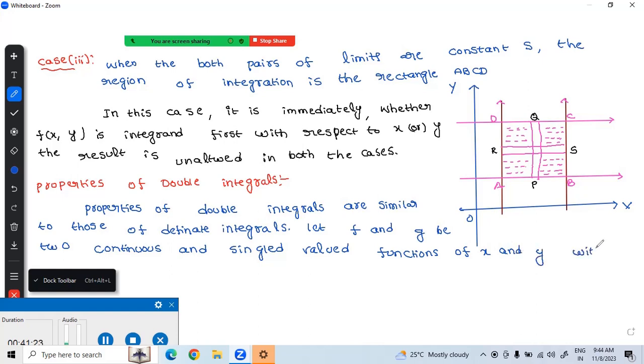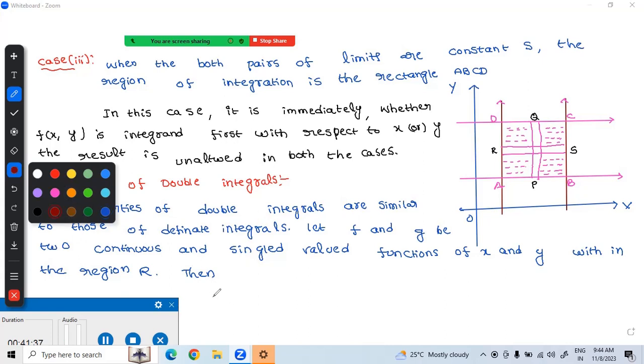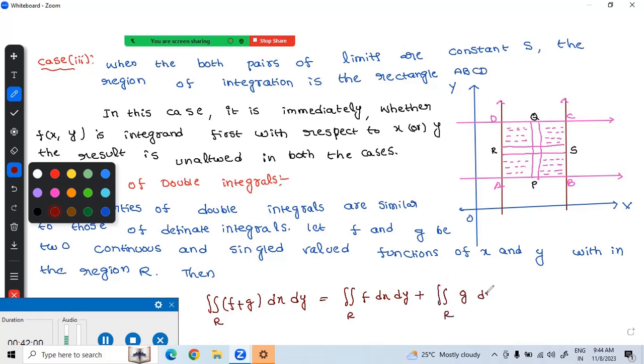within the region capital R. Then the first one: the double integral of f plus g dx dy. I will write first of all the double integral of f dx dy plus the double integral of g dx dy. Okay, write down. Next formula.